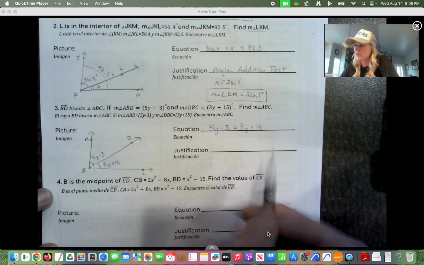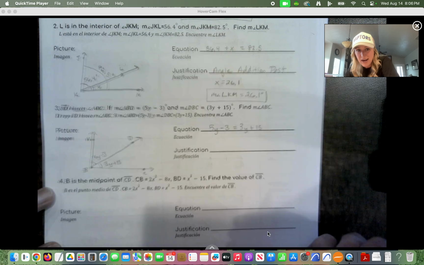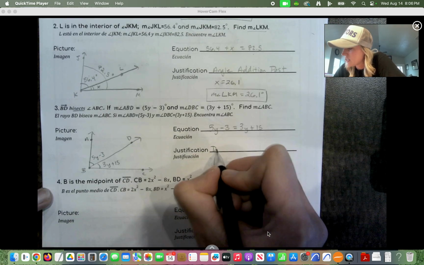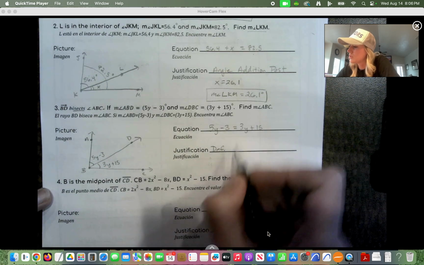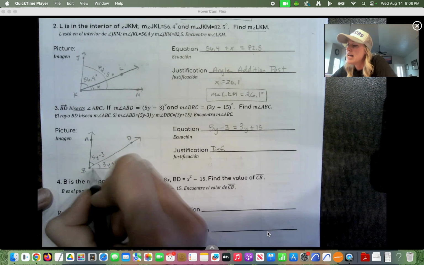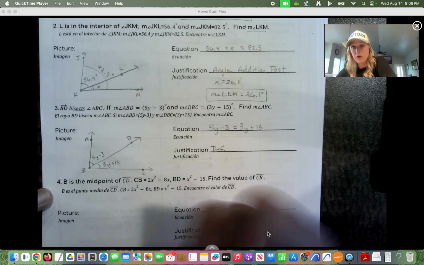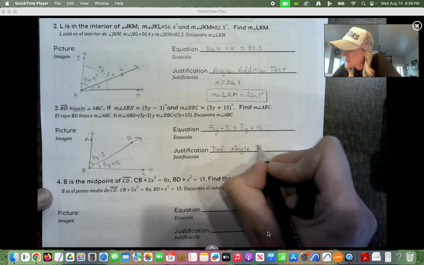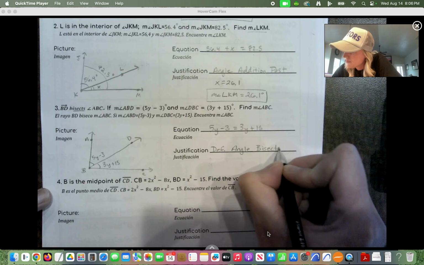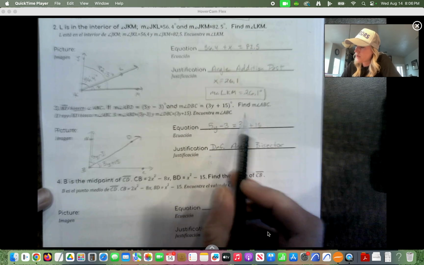And why I know those are equal is because of that word bisect. So this is the definition. It's what it means to bisect, right? It's cutting something in two equal halves. So we're going to say definition. And what are we cutting in half? We're cutting an angle in half. So I'm going to say the definition of an angle bisector. Okay, and then we're going to go ahead and finish this problem.